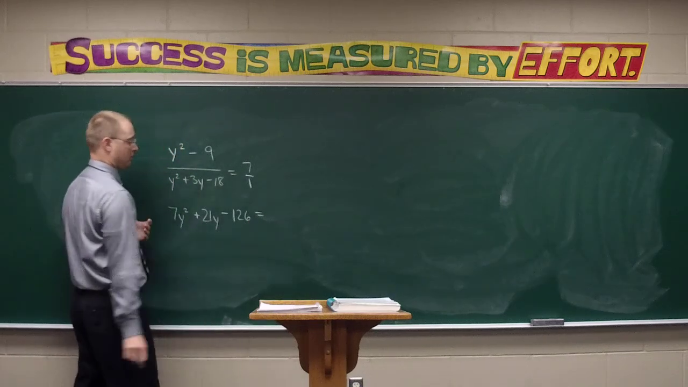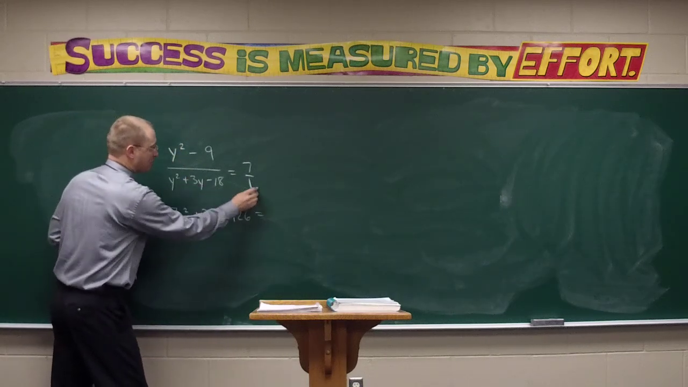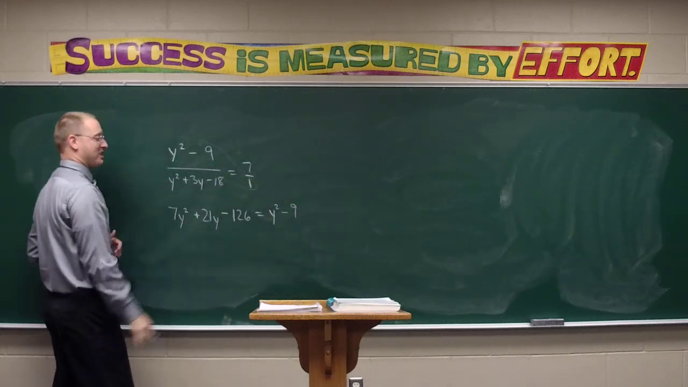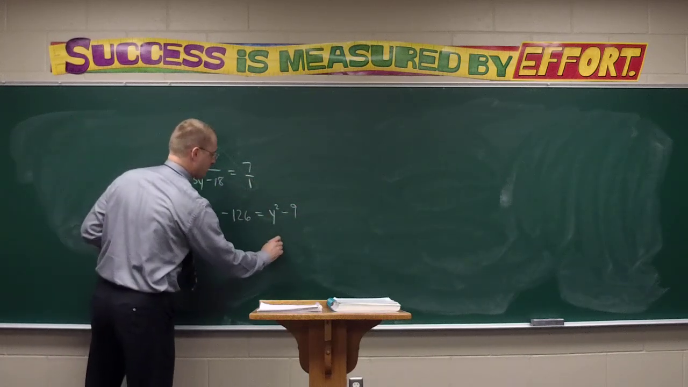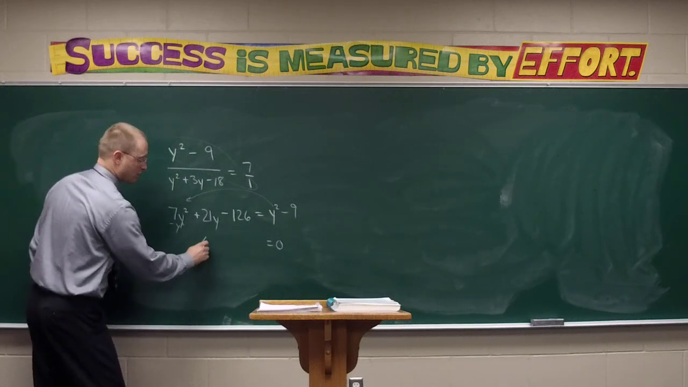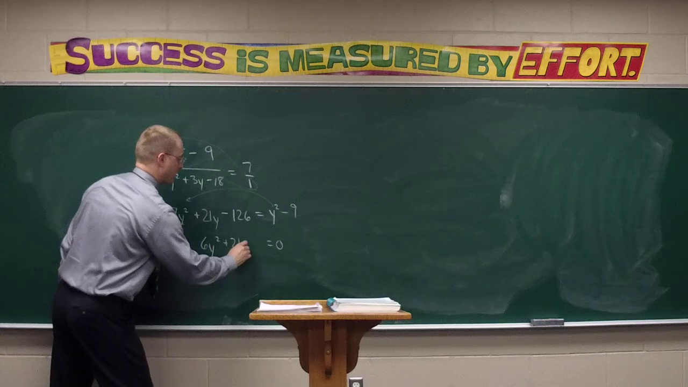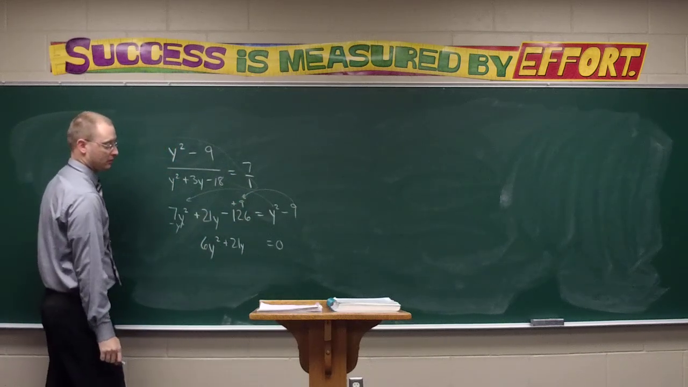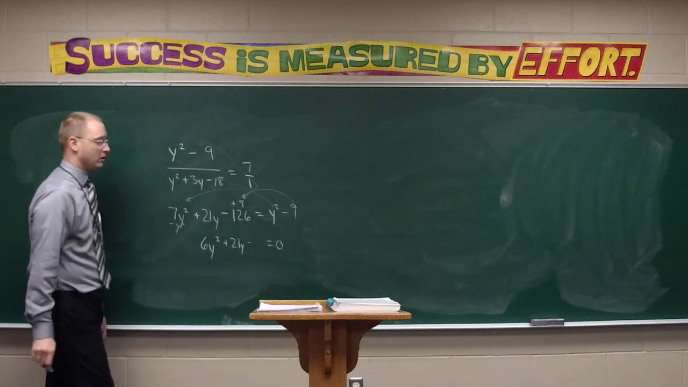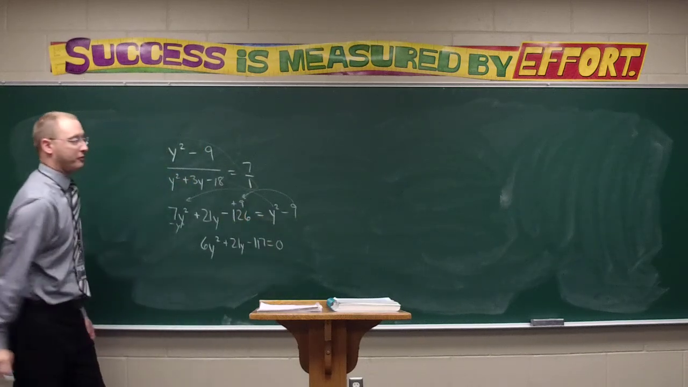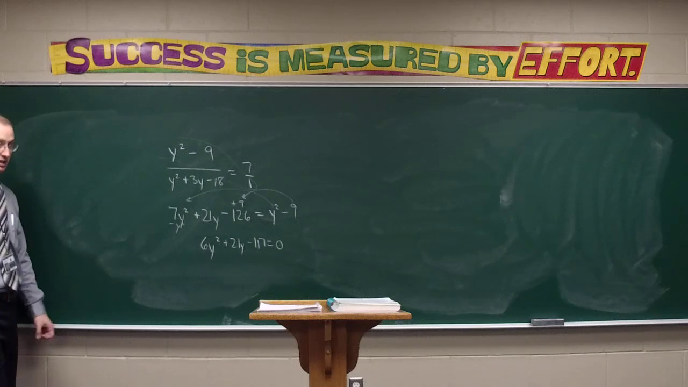And then, of course, the extremes. Y squared minus 9. Remember the first and last of the extremes. And let's set it equal to 0. Bring the y squared over as a negative to get 6y squared. Let's leave the positive 21y. Let's bring the 9 over as a positive 9. Negative 117.